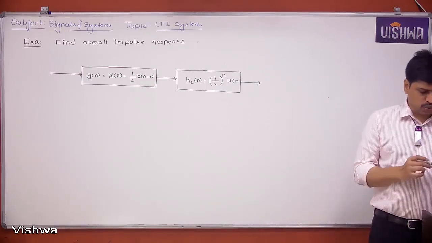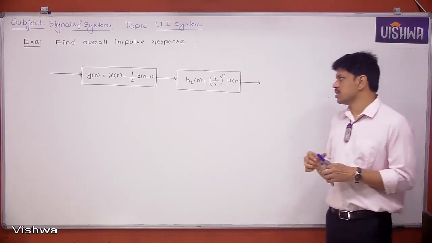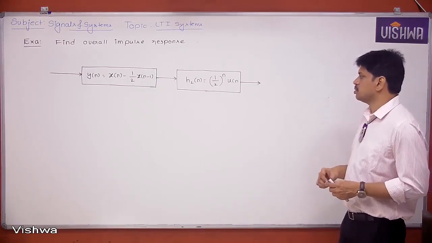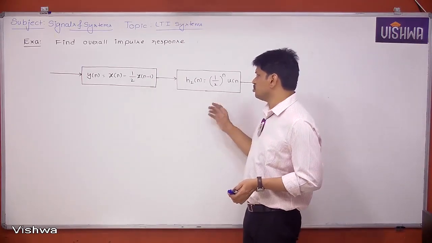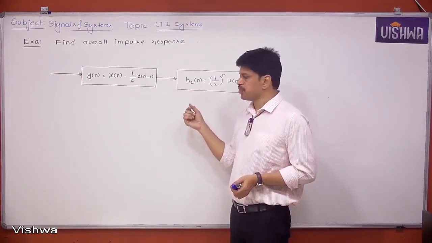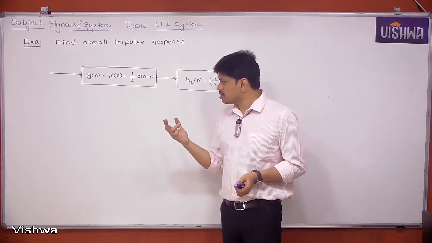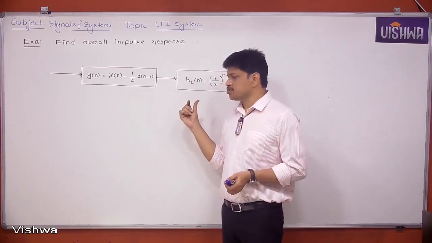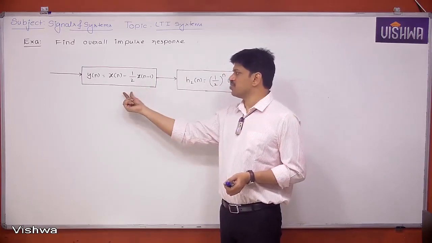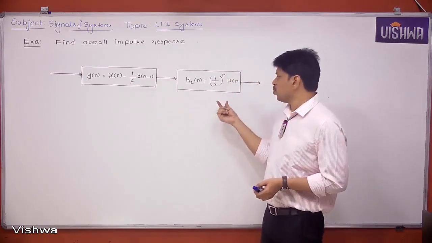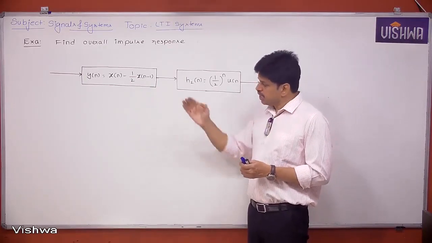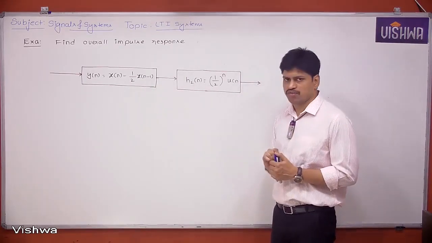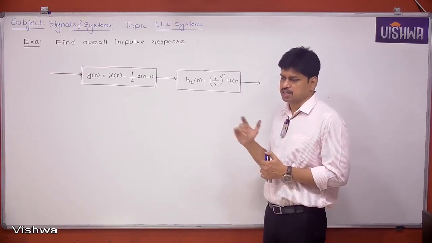For this system, we require to find the overall impulse response. Try to understand. This is one system and this is another system. Two systems are cascaded. So if two systems are cascaded, what is the overall impulse response? If the impulse response of this system is h1 of n, and here we know h2 of n, then the overall impulse response if they are cascaded is nothing but h1 of n convolution with h2 of n.